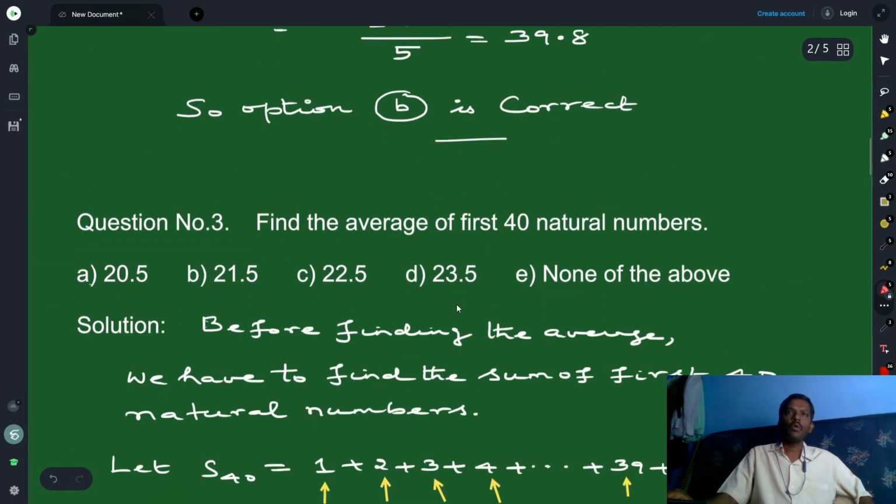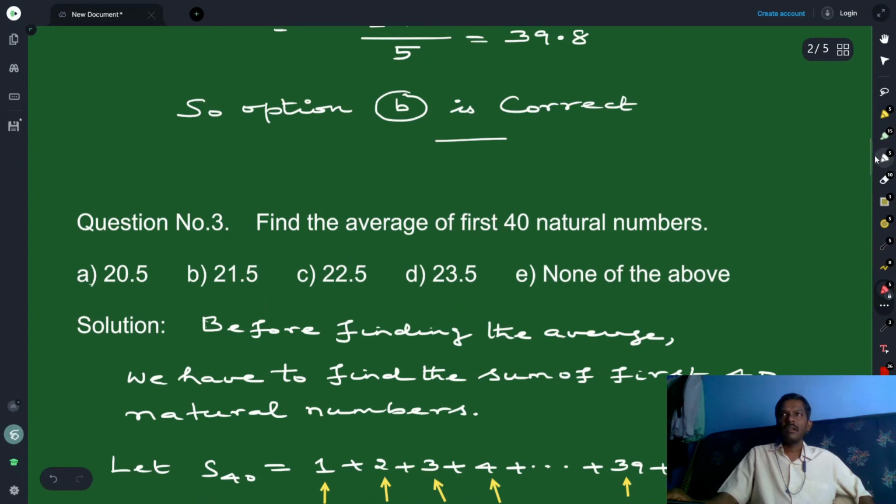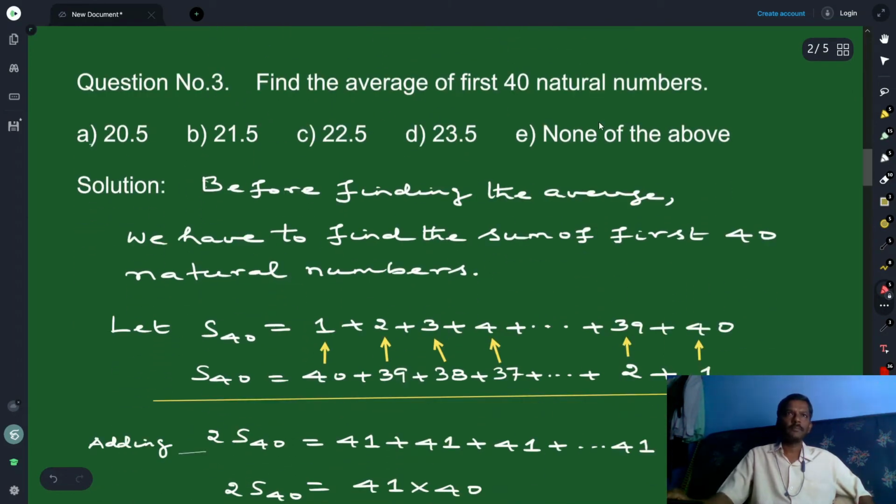Okay. Now we move on to the third question, which is: find the average of the first 40 natural numbers. The options are A 20.5, B 21.5, C 22.5, D 23.5, E none of the above.